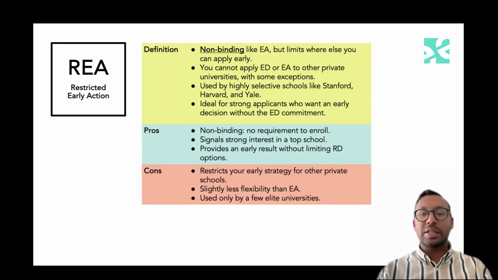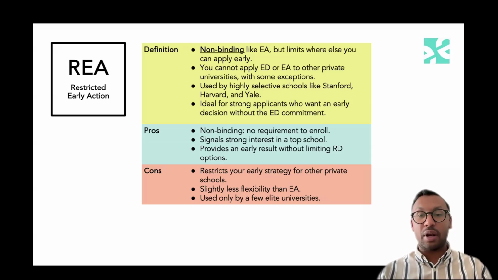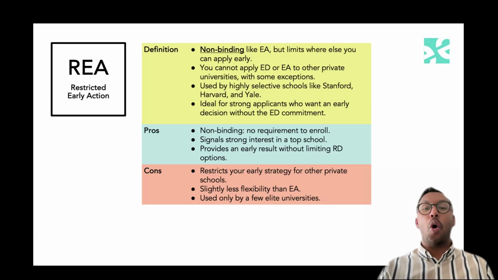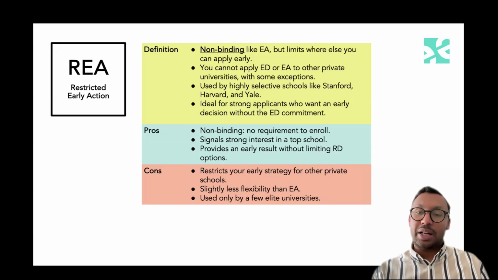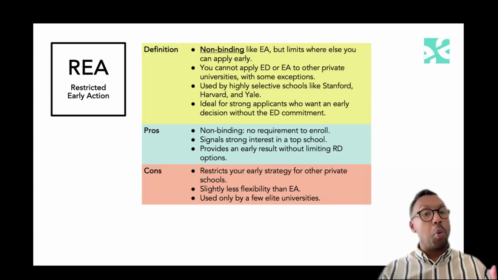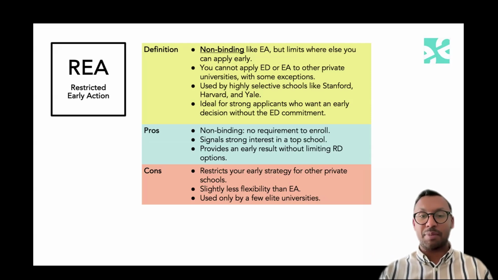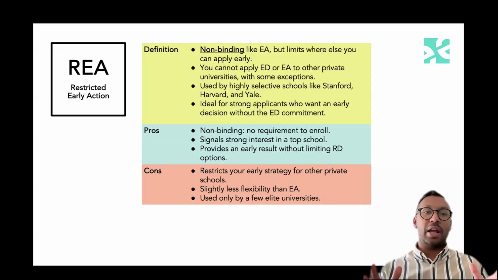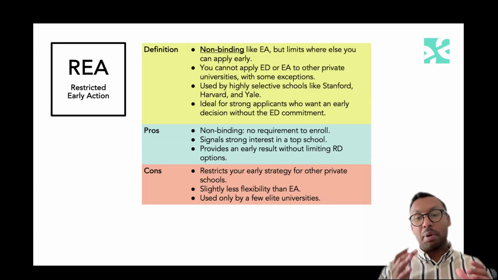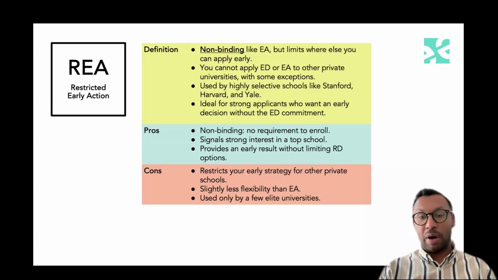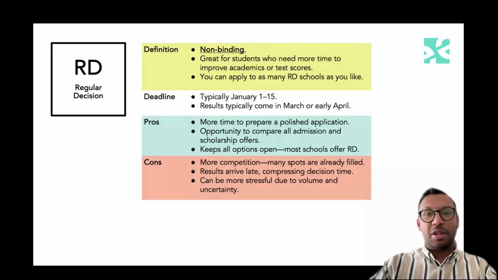Some of the cons is that it might restrict an early strategy for other private research universities, or in certain instances, if a school doesn't offer early action and only ED, you won't be able to apply to both REA and ED. So that's something to keep in mind. And in addition to this, REA, there are a limited number of schools that offer this particular round.